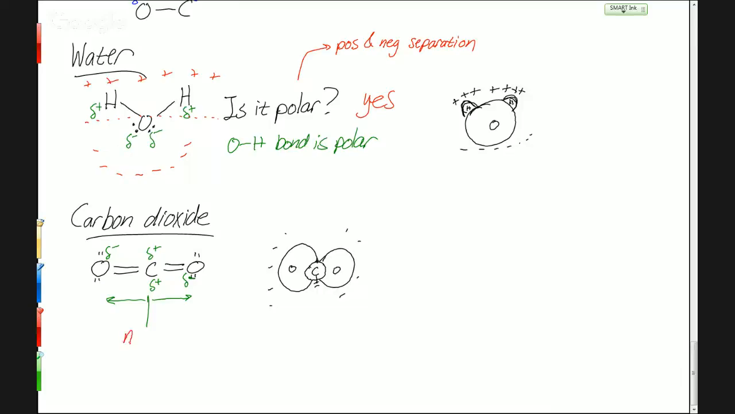So this one we would say is not polar. We would say carbon dioxide is not polar, even though it's made up of polar bonds. All right, let's look at one more example.